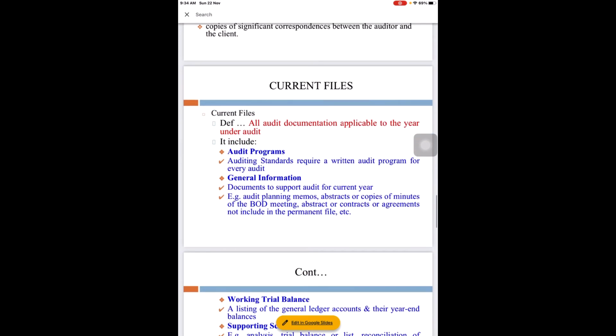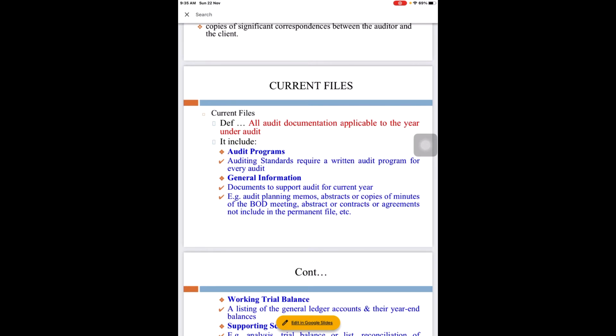So what is the current file? The current file is all audit documentation applicable to the year under audit, or the current year that we audit, such as the audit program. So what is the audit program? It's a standard that requires a written audit program for every audit. So it means, how are you going to do this audit? Every year you have to state this in your current file.